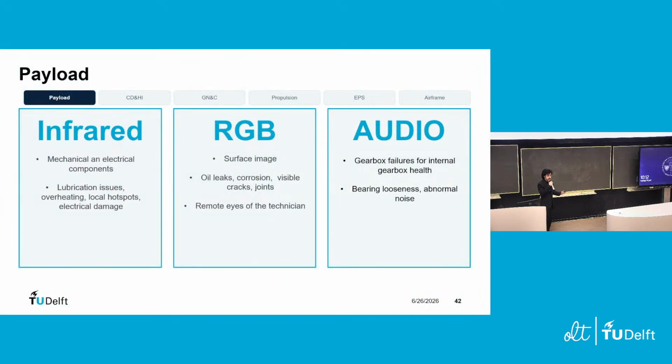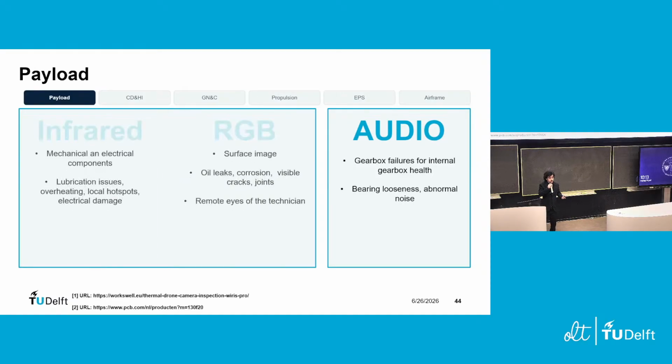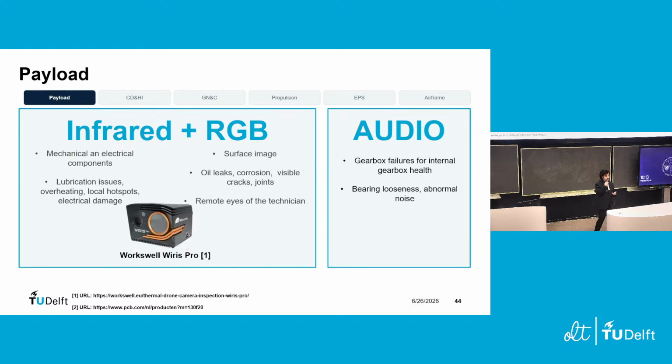So, payload. As I said a second ago, our payload is mainly established by three sensors: an infrared sensor, an RGB sensor, and an acoustic sensor. However, fortunately, there's a lot of cases in which the infrared sensor and the RGB sensor are put together. Therefore, we have decided to also just focus on looking for components that already bring this together. It helps with reliability, it helps with ease of use, etc. And we found out this nice company called Volkswagen and this specific camera, the Iris Pro, which is specifically designed to be used on UAVs.